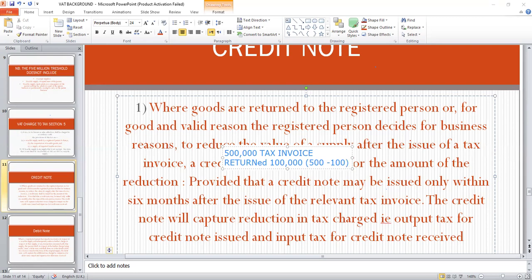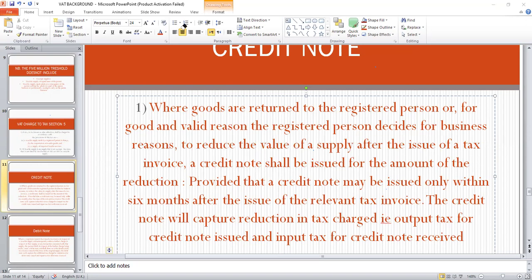Now, I have to generate a credit note for this 100. For this case, we said the credit note will capture the reduction in tax charged. If I'm the one who sold the goods, the output tax, if I'm the one who issued the sales, then it will affect my output tax. But if I'm the one who received, then it will affect my input tax. So for this reduction of the 100, you have to generate a tax credit note for it.